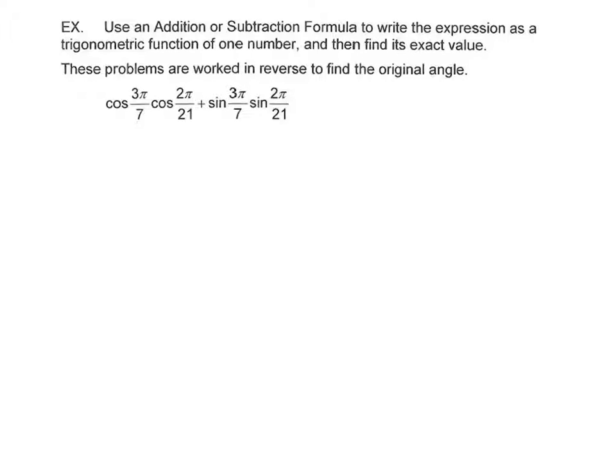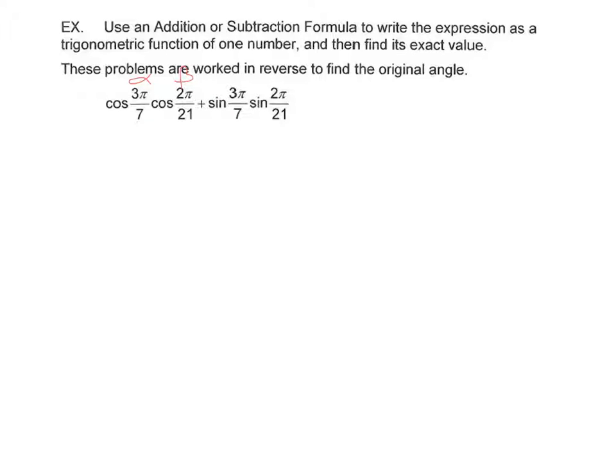Now it says to use addition or subtraction formulas to write the expression as a trigonometric function and then find its exact value. So we're working backwards here. They've already plugged the formula in, and we have to see what they started out with. The 3 pi over 7 would be alpha, and 2 pi over 21 would be beta.